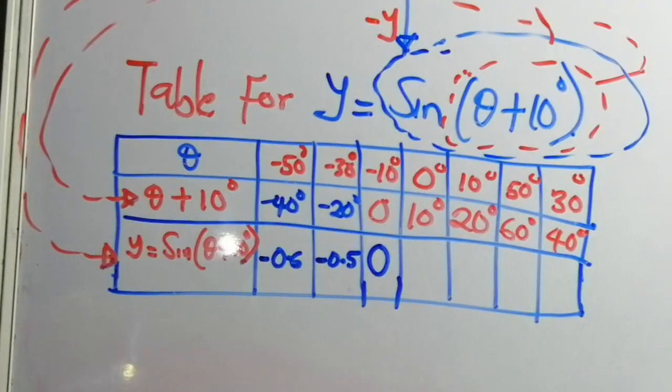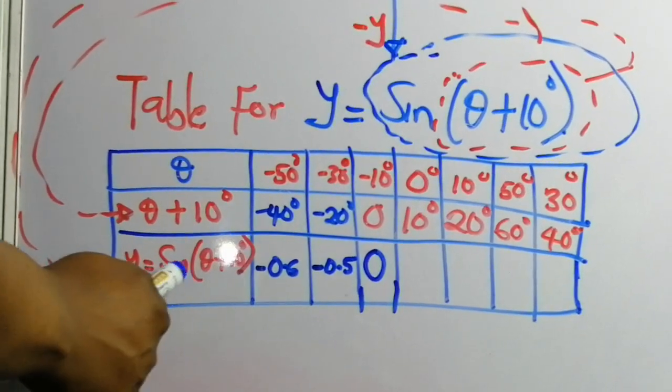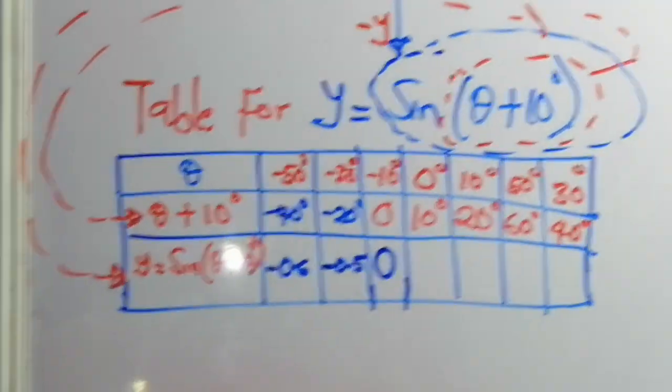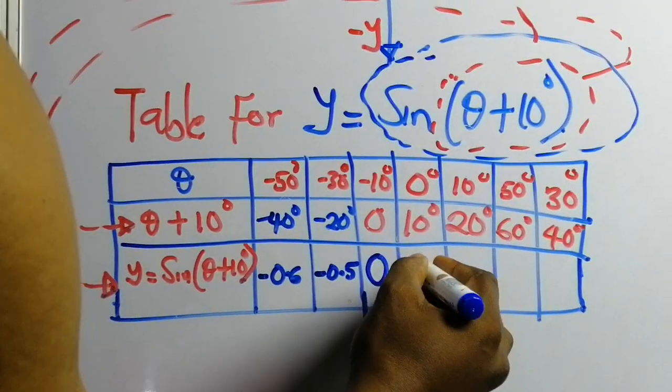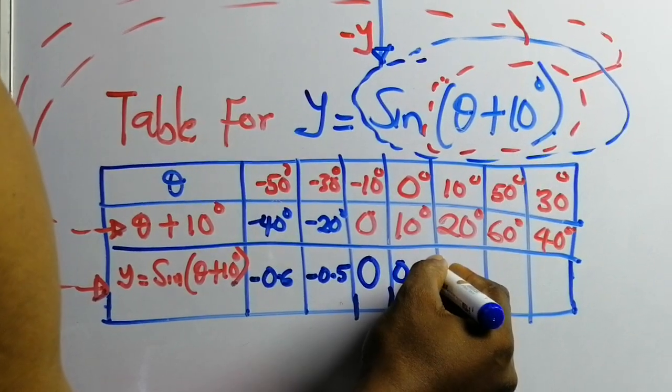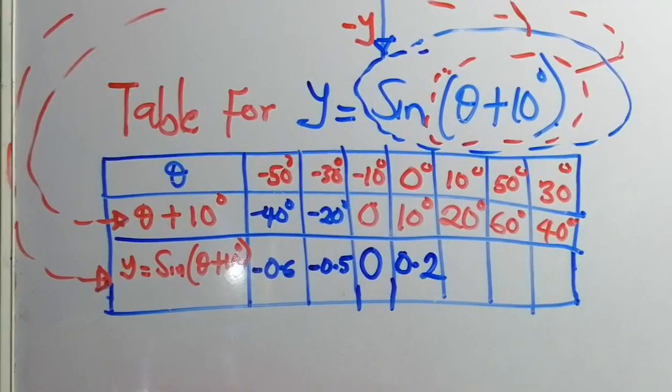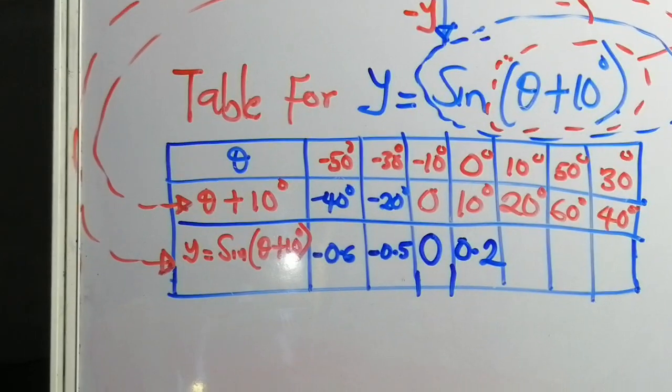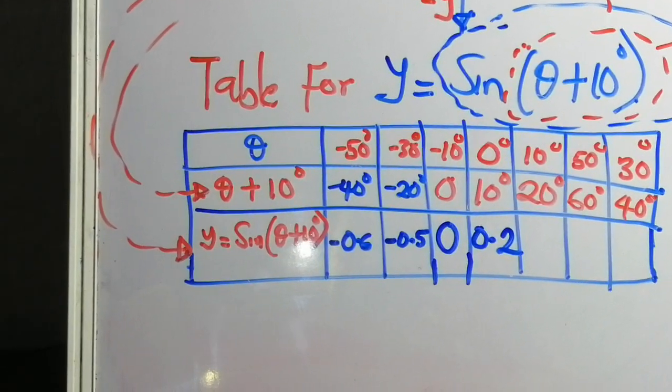So sine 10 degrees is what? Press your calculator, you get 0.17. We approximate to 0.2. Okay, so the next one is what?